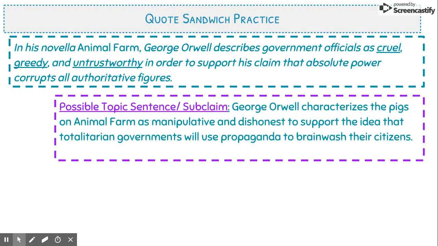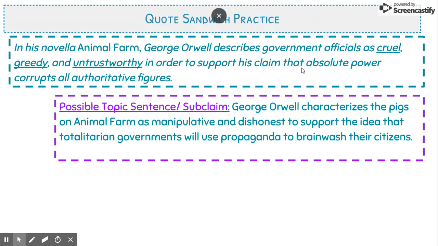Then you might have a possible topic sentence or subclaim, the beginning of a body paragraph. It might look something like this. George Orwell characterizes the pigs on Animal Farm as manipulative and dishonest to support the idea that totalitarian governments will use propaganda to brainwash their citizens.